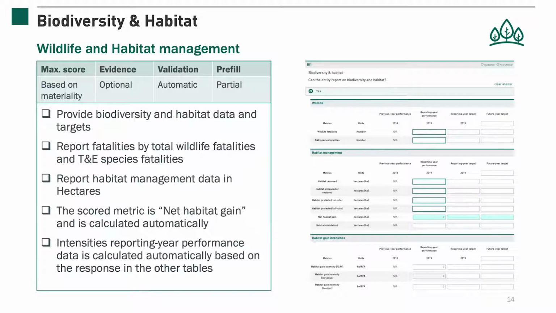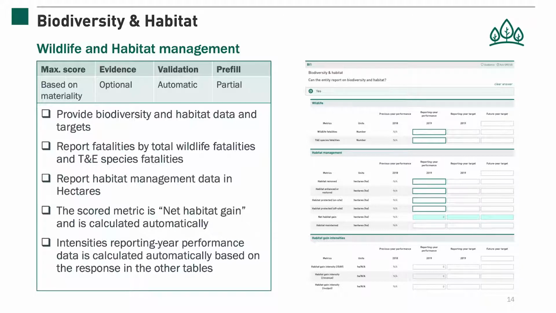The metric net habitat gain is calculated automatically by adding the metrics habitat removed, habitat enhanced or restored, habitat protected on-site, and habitat protected off-site. Net habitat gain is also the scored metric.